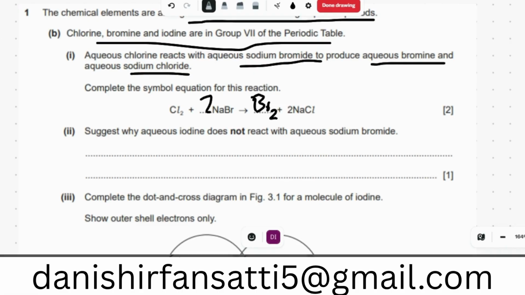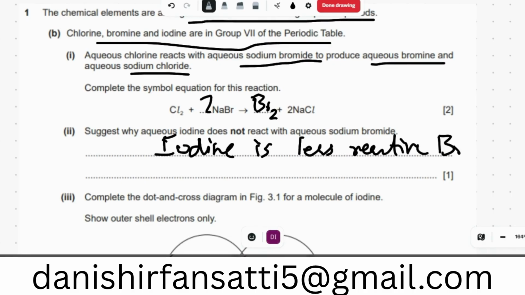Suggest why aqueous iodine does not react with sodium bromide. Iodine is less reactive than bromine. Bromine is more reactive than iodine because it is above iodine. So iodine is less reactive than bromine.